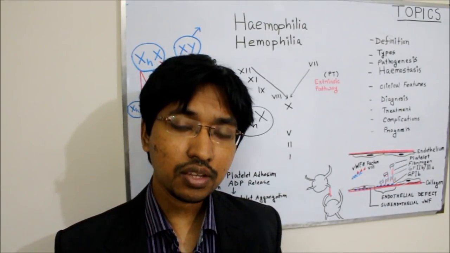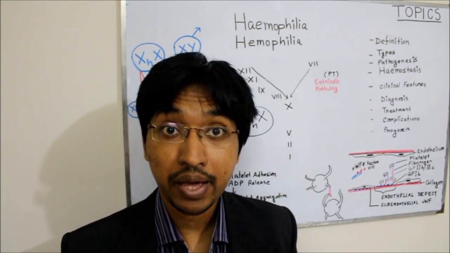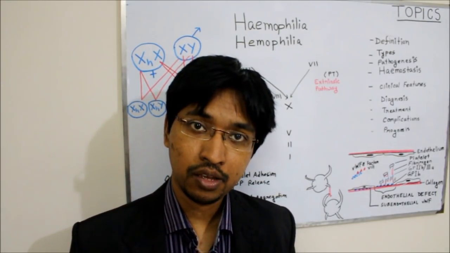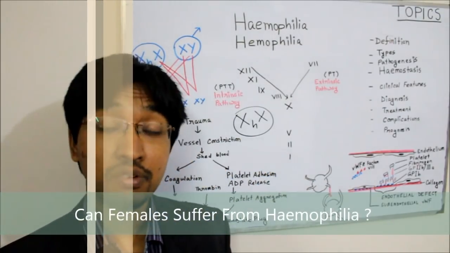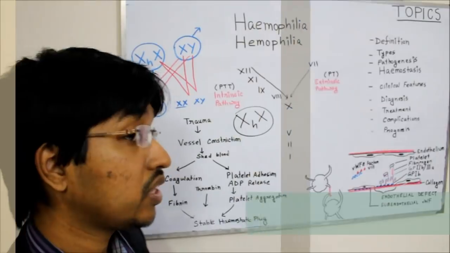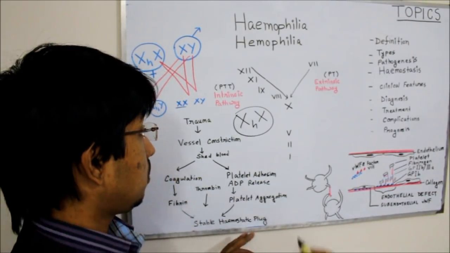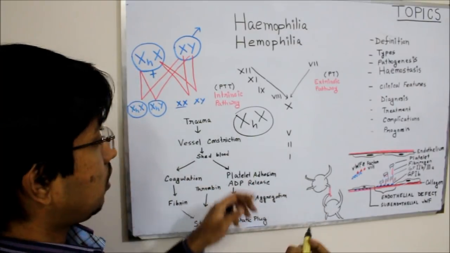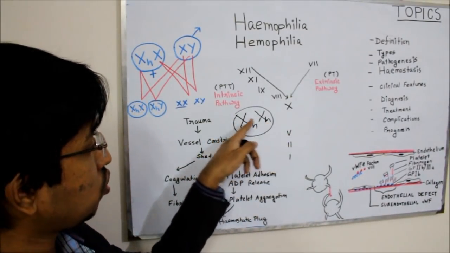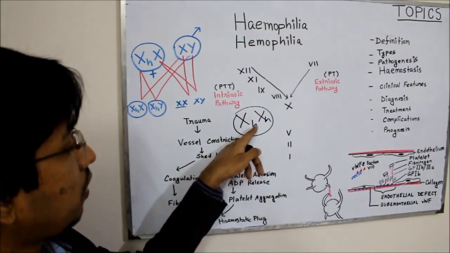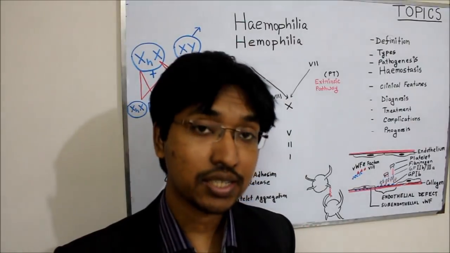Okay, the third important point that you have to know is, can female develop hemophilia? Yes, females can develop hemophilia, but to develop hemophilia in female, there has to be homozygous mutation. That means their genotype has to be something like this. Both X chromosomes, one came from the mother and one came from the father, both must be mutated.